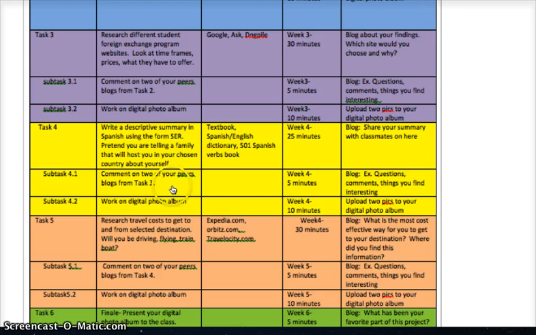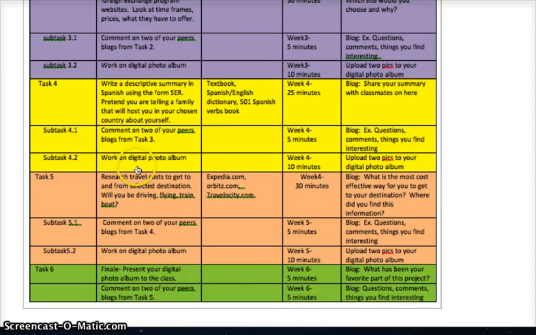The next subtask is to comment on their peers' task. They will be asking questions again. Then work on more digital photo albums, and upload more pictures.